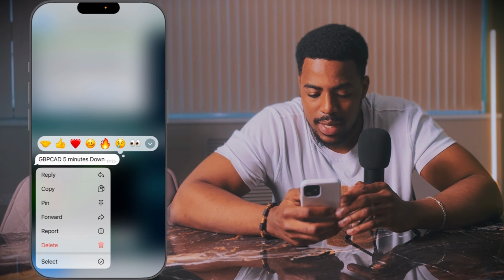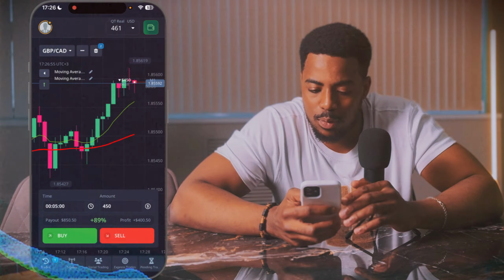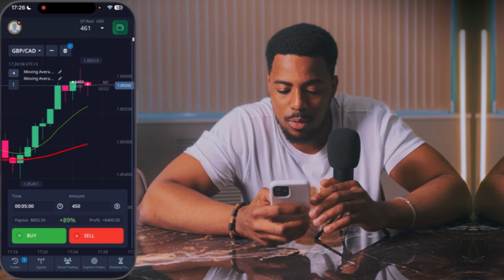I'm getting ready to open a trade for you on the strategy, but now we get a signal from the robot. Let's quickly find this currency pair and place a trade. Don't forget about the time of 5 minutes. We open the trade as fast as possible.